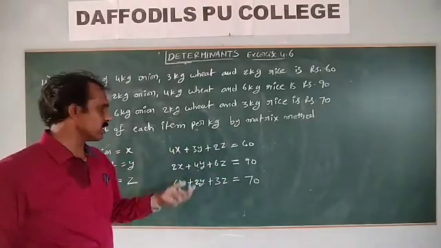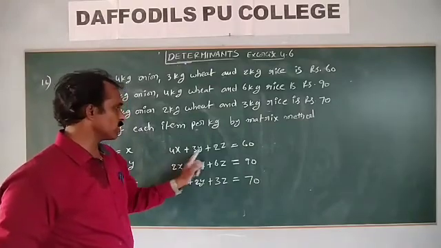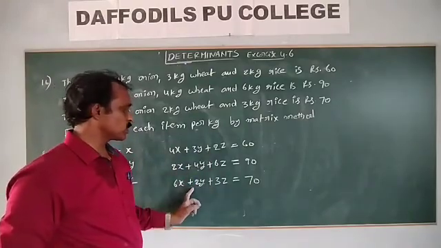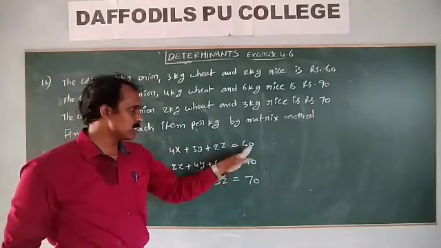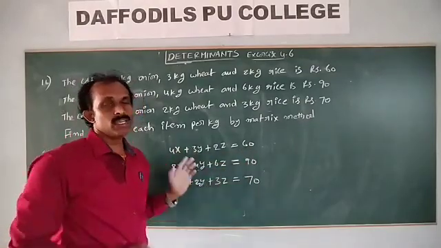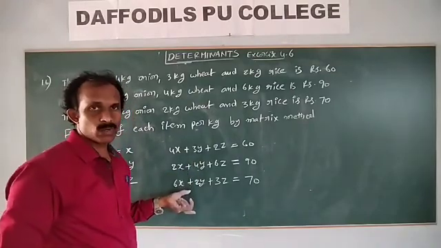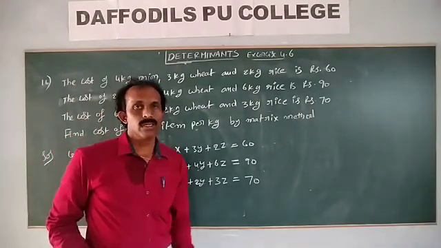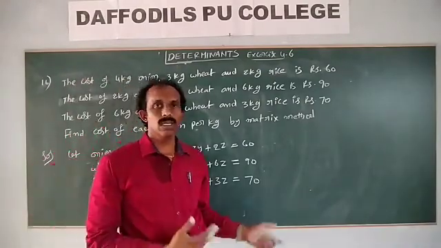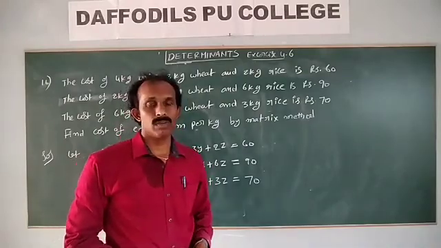The remaining process is as we said. First of all, let me write the coefficient matrix A: 4 3 2, 2 4 6, 6 2 3. Next the variable matrix x, y, z. Constant matrix 60, 90, 70. So next we will find these equations AX is equal to B, X is equal to A inverse into B. Then find A inverse next, by matrix method solve the system of equations.